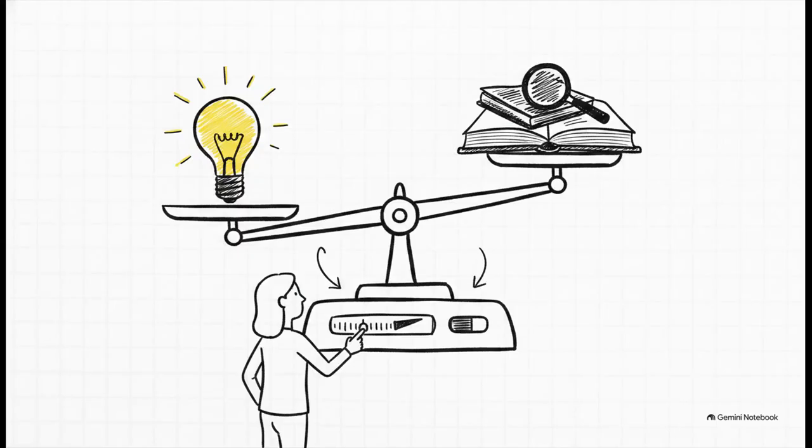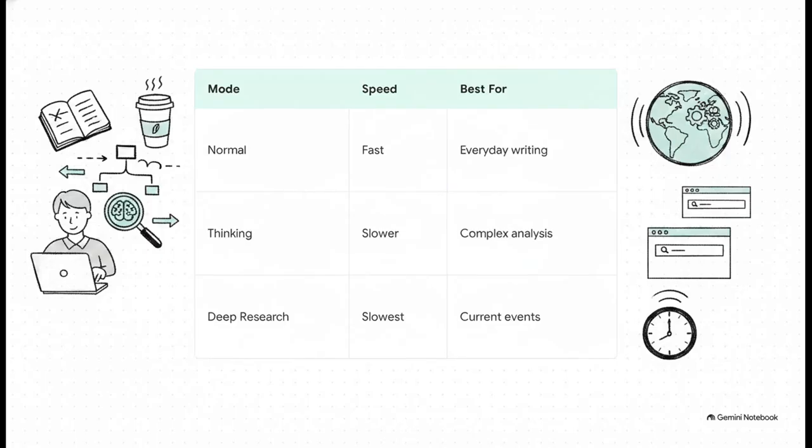Okay, moving right along to drawer 2, researching with AI. This is where matching the AI's mode to the actual stakes of your task becomes absolutely critical. Getting this wrong can lead to a lot of wasted time or, even worse, totally inaccurate information. It's all about shifting gears based on your needs.